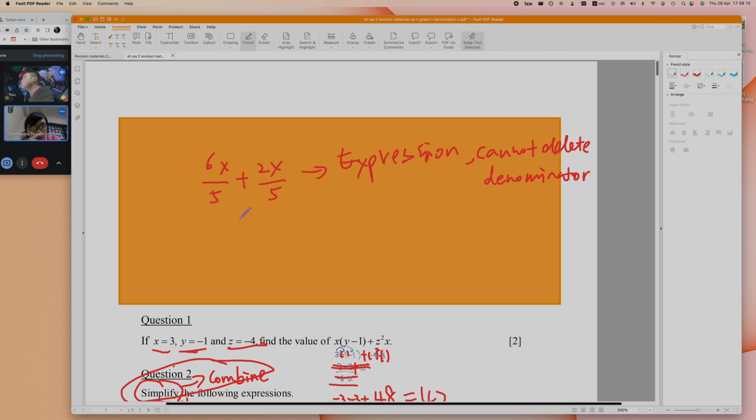Okay, so what you do, just combine. 7, you get 8x on above, then 5 below. So you end up with, use your calculator, you get 1.6x. So it's an expression, cannot delete denominator.